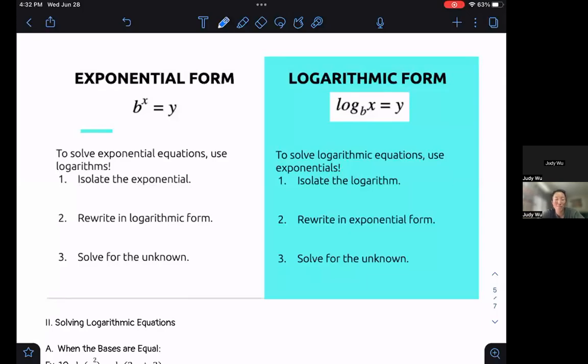Hi, folks. Welcome back to 4.6 part 4. In this video, we're going to do a quick summary of what we've talked about for exponential equations, and then we're going to go ahead and dive into logarithmic equations.